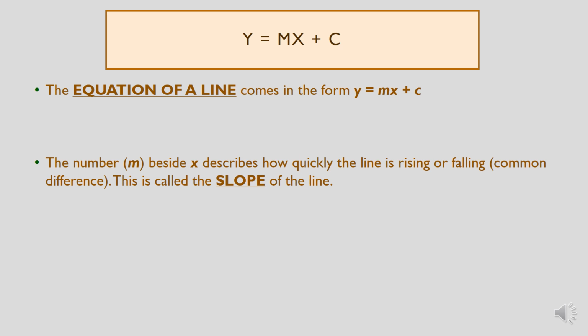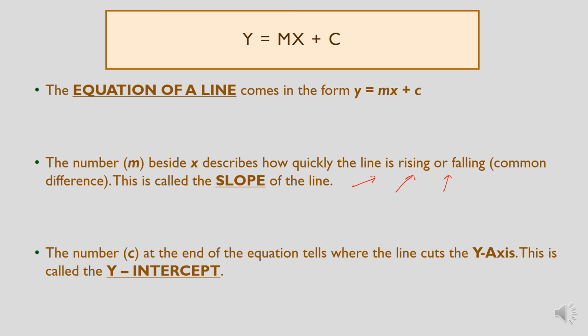So on the graph, however, this is called the slope. Okay, and slope describes how quickly a line rises. So is it gradually? Is it very quickly? Is it super quickly? Okay, and a bigger number beside the x means a bigger slope. And the number c at the end of the equation tells where the line cuts the y-axis, and this is called the y-intercept.